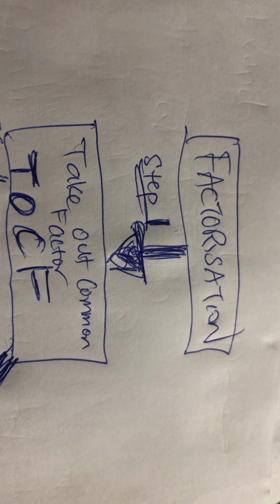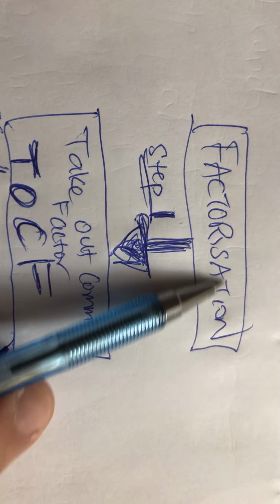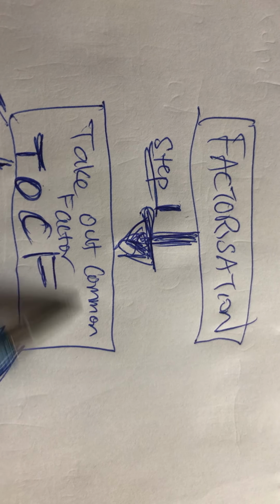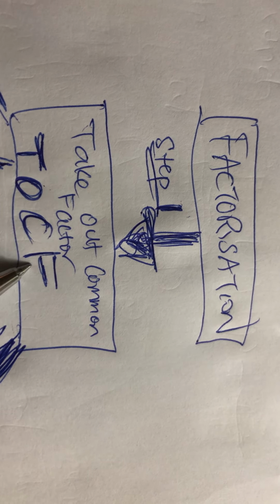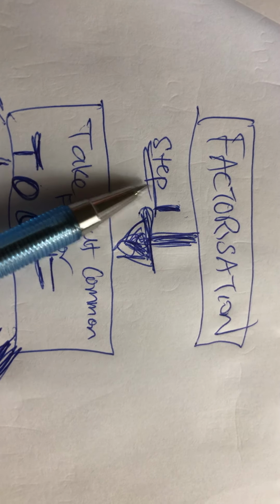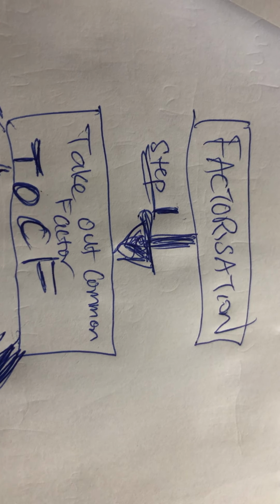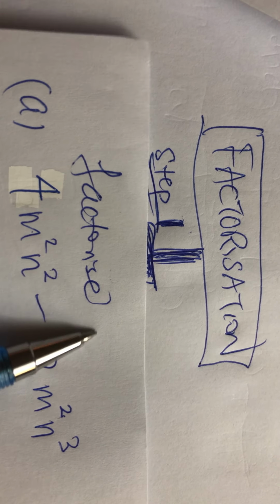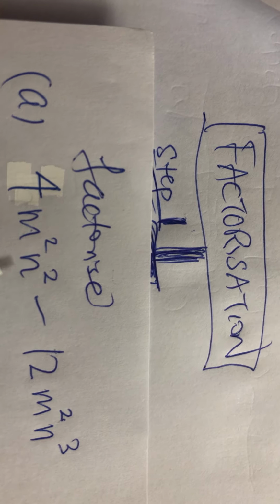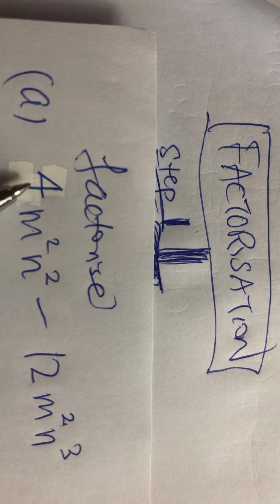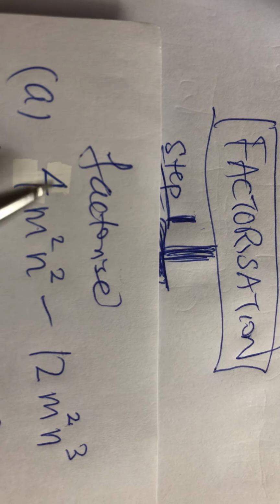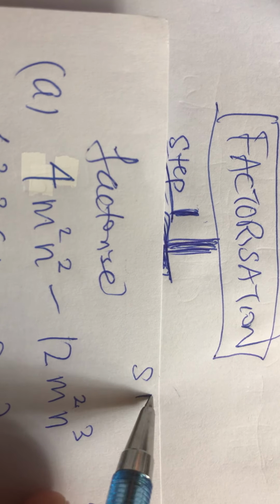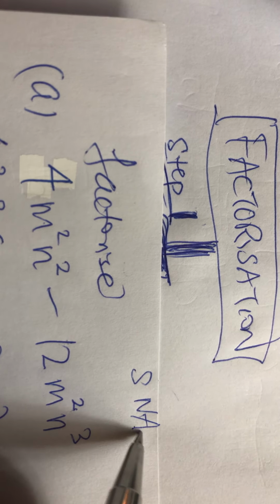Let me go through the techniques of factorization first. The number one step that you need to do for factorization is always to look out for common factor and to take out the common factor where there is any. So that's the very first step of factorization. This is an example. Factorize this, meaning what times what gives you this. You take out the common factor first. Look at the sign, number, and then the algebra, and then you check your answer.